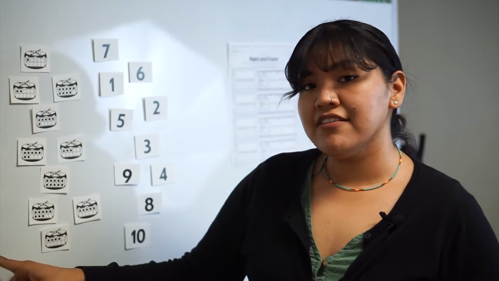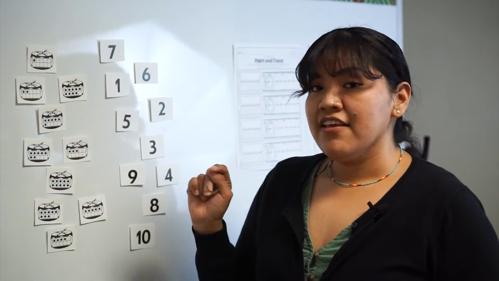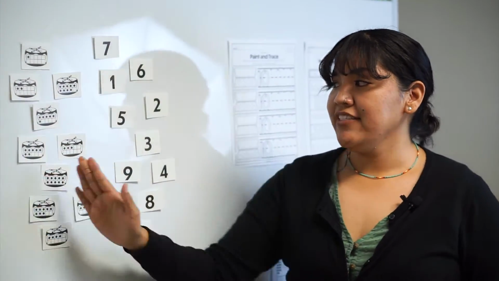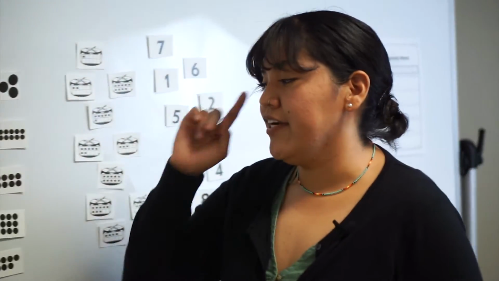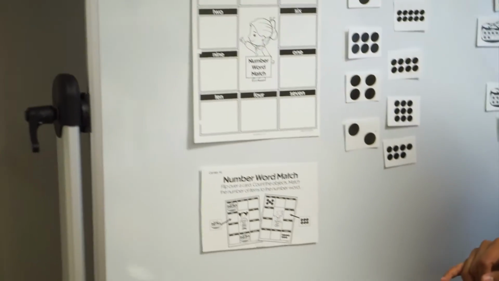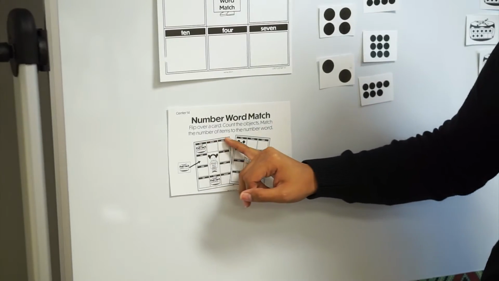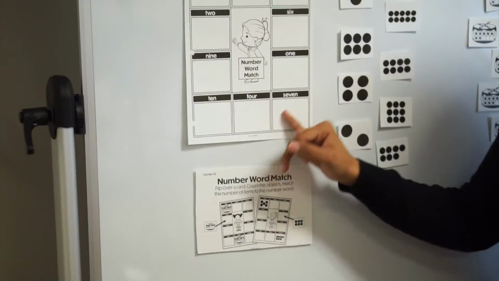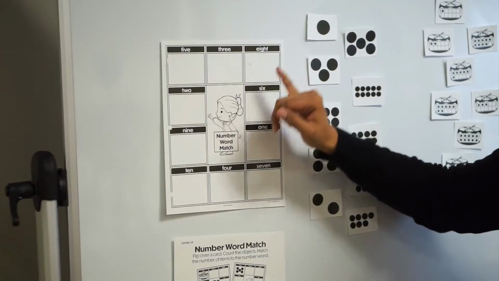This is mine, and I just pulled out all the cards that have dots, that have the drum with the dots in them, and then just the numbers. All right, so I put mine in separate columns. All right, so our center, the directions say flip over a card, count the objects, match the number of items to the number word. All right, so this is our worksheet that we're going to be doing today. All right, you see all the number words?